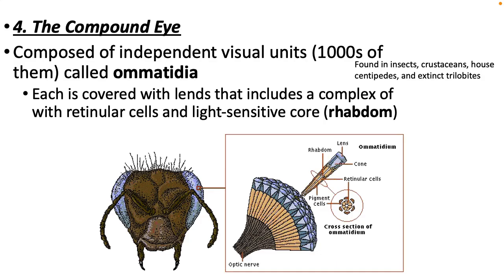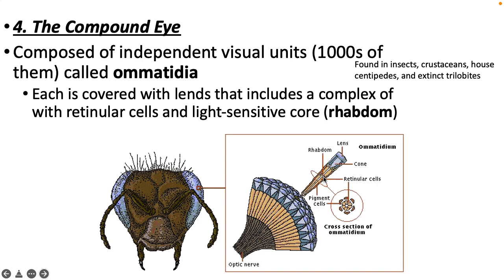Okay, the compound eye, made up of the ommatidia. You find the compound eye in insects, crustaceans, centipedes, and the extinct trilobites. You can see they have multiple lenses and a light-sensitive core called the rhabdom. So where's the rhabdom? There it is, right down there in the center.